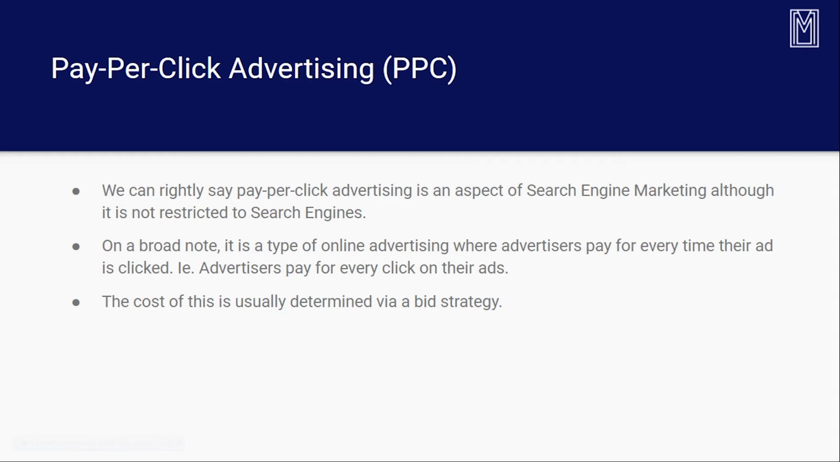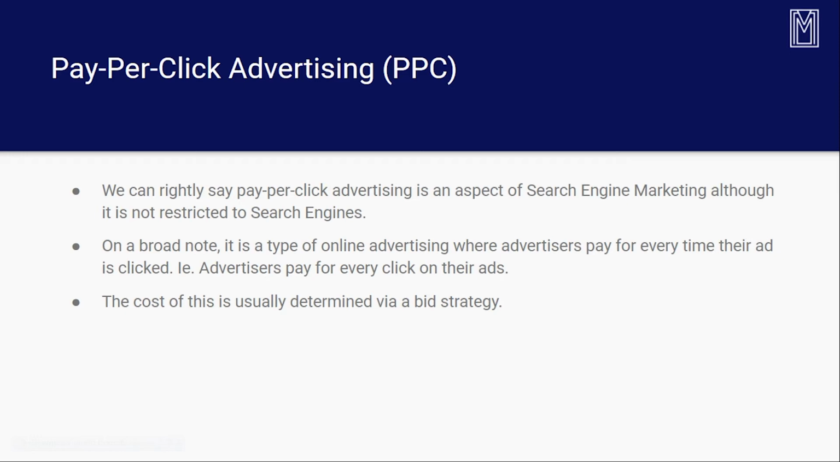Which is actually an aspect of search engine marketing, but it's not fully restricted to search engines. Reason being that in recent times, other advertising platforms have adopted this means of advertising, whereby in Facebook you will see payments per results, landing page views, or payments per link clicks and all that. But basically, that's what search engines use, because they use that to determine which particular URL they display first or the other via bidding strategy.